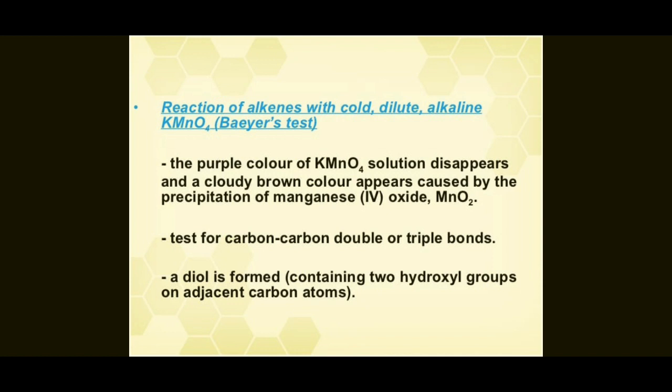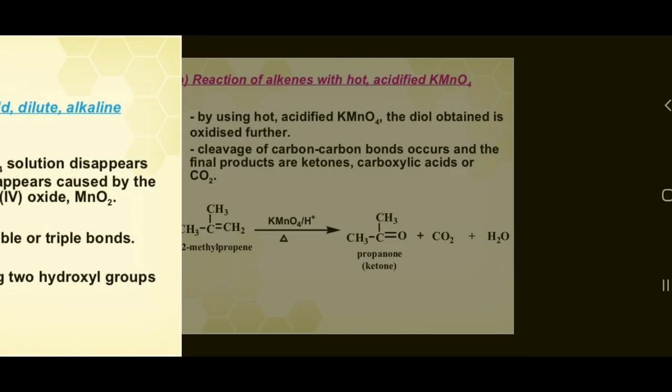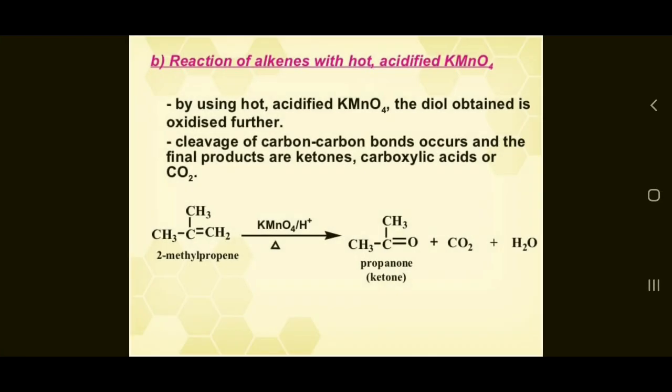So students, in the reaction of alkenes with cold dilute alkaline permanganate, the purple color of the permanganate solution disappears, and a cloudy brown color appears, caused by the precipitation of manganese dioxide, MnO2. This is the test for carbon-carbon double bonds and triple bonds, and the product is a diol, a compound containing two hydroxyl groups on adjacent carbon atoms. Now the reaction with hot acidified permanganate.